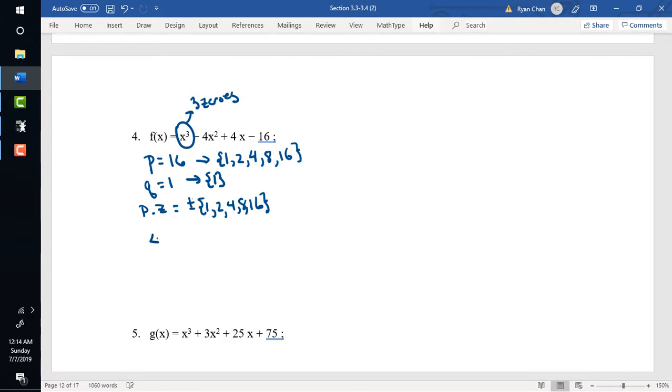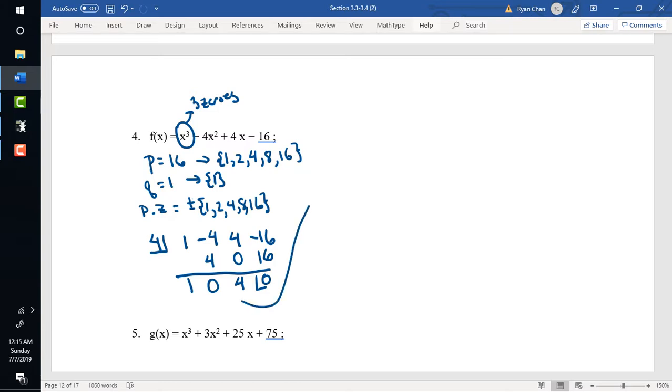I have x is equal to 4. And let's look at this. So I have 1, -4, 4, -16. I'm going to bring 1 down. 1 times 4 is 4. And that's 0. 0 times 4 is 0. 4. 4 times 4 is 16. And I have 0, which is a good sign, right? I don't have a remainder. So let's talk about what this becomes. This is x squared plus 4. Okay? I'll set that equal to 0.